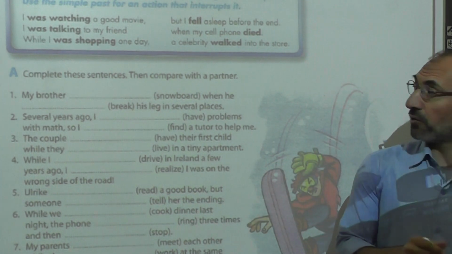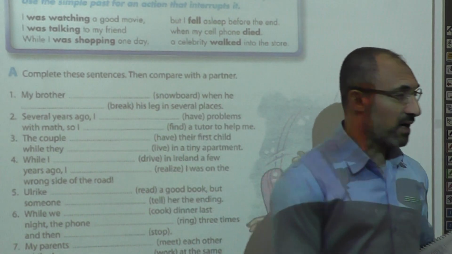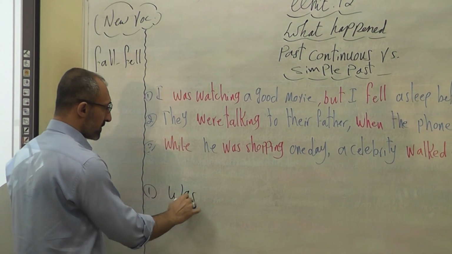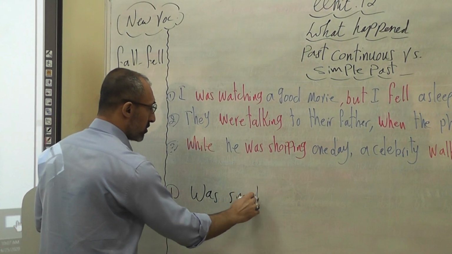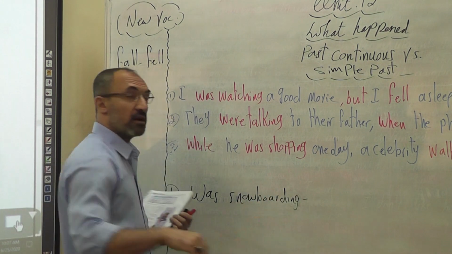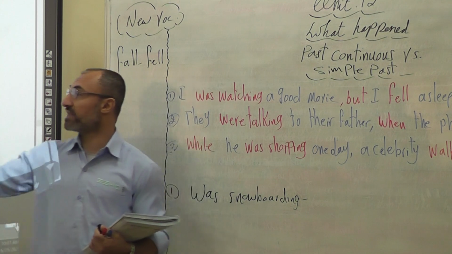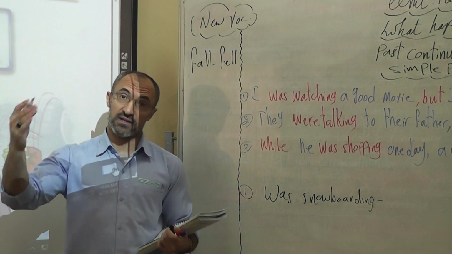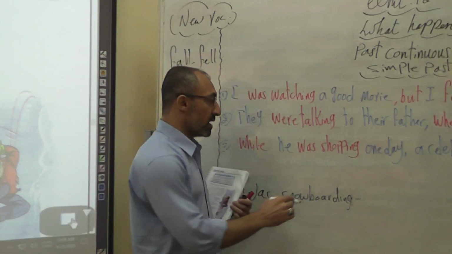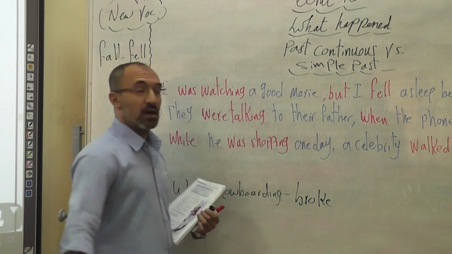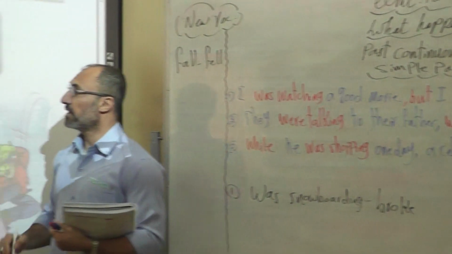So as for point number 1, the first space will be was snowboarding. Then the action that will interrupt, which is break, should be past, and it's irregular. So what? Broke. It's going to be broke. Okay, let's have one more example here.